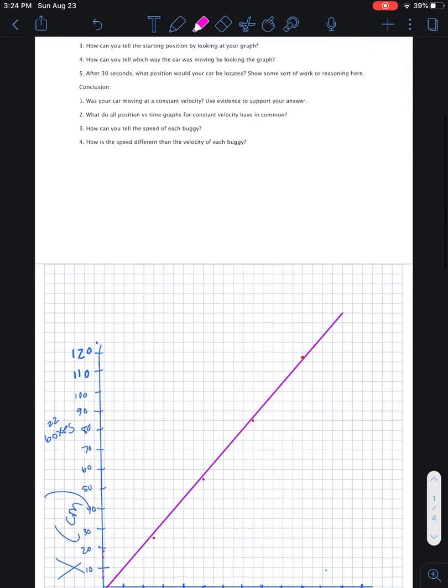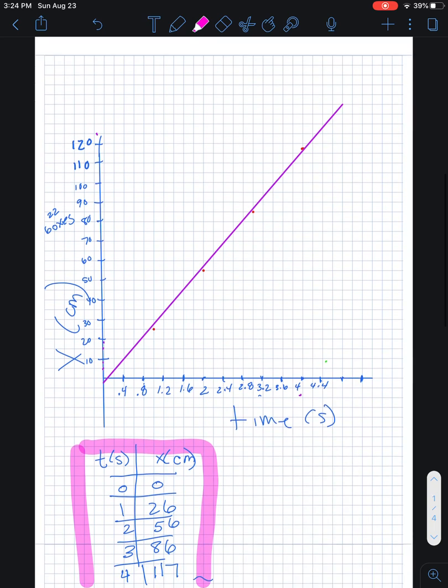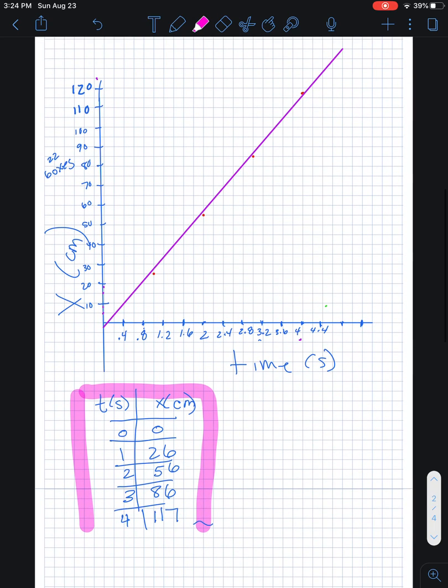So I'm going to go down and look at the graph that I made. And so the things that are important for you to note are that I labeled the y-axis position in centimeters, and I labeled the x-axis time in seconds. And so what you also need is a title. Most people will forget a title.